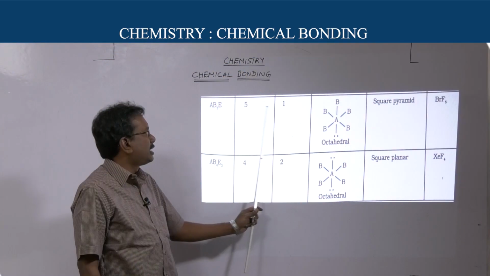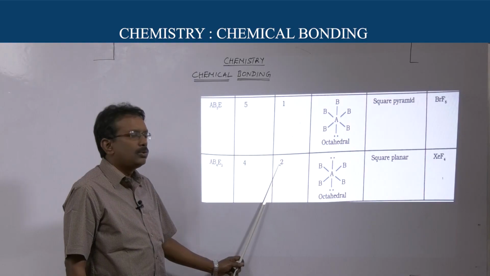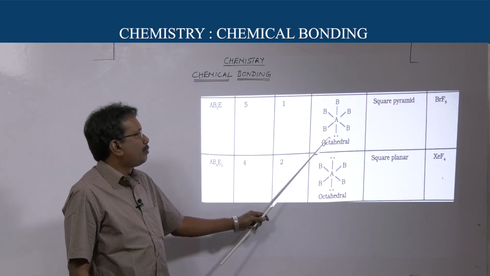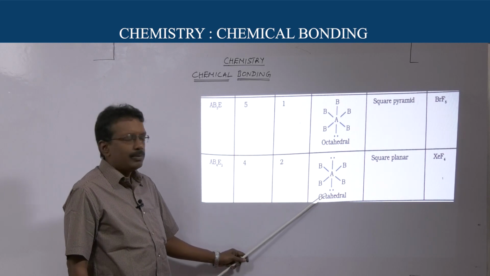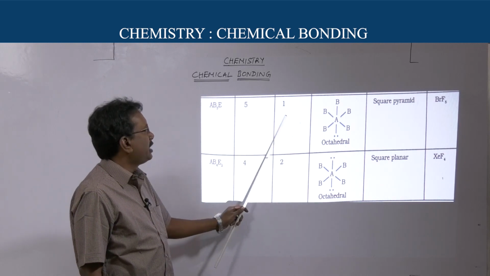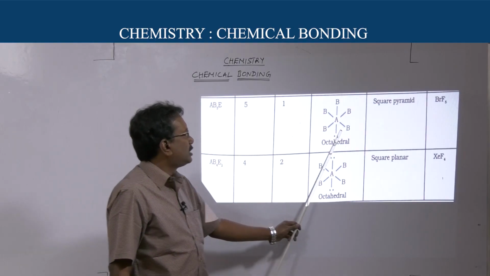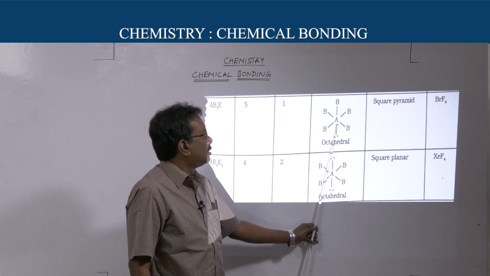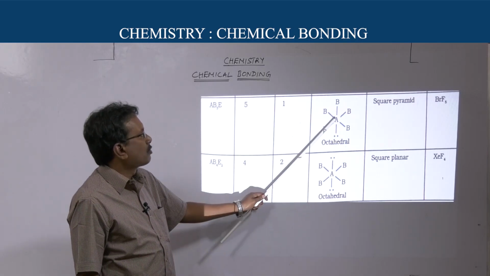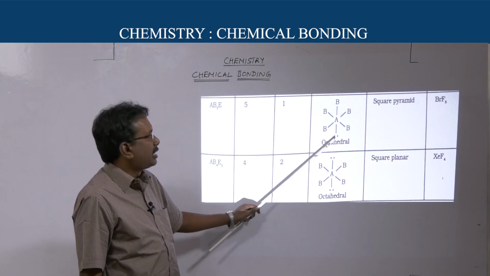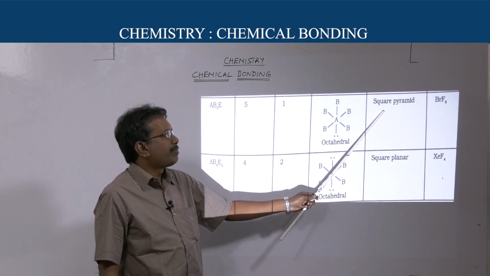Totally now we have 6 electron pairs: 5 bond pairs and 1 lone pair, and here 4 bond pairs and 2 lone pairs. The first lone pair can be at any position, but the second lone pair is opposite to the first lone pair. That's why this is AB5E, the electron pair geometry is octahedral, but if you remove this lone pair, then it becomes square pyramid. Previously I told you the octahedral is called a square bipyramidal structure, but since one lone pair is available, the molecular shape becomes square pyramid.